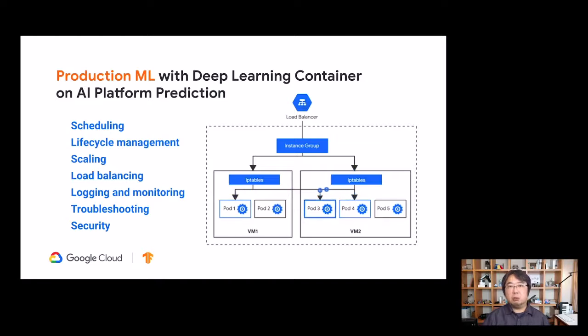Logging and monitoring, and troubleshooting and security. Those are all the problems that need to be solved for a production system, but you don't have to spend much time solving them yourself. You don't have to write hundreds of thousands of lines of code to solve these problems. Everything is already encapsulated and provided with the container environment of Google Cloud.